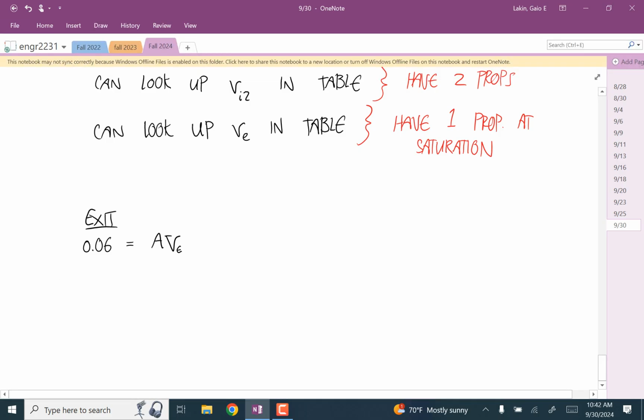Well, what we can do now is figure out the mass flow rate from this. So, if we look up from the saturated water table, the specific volume at the exit is 1.108 times 10 to the minus third.